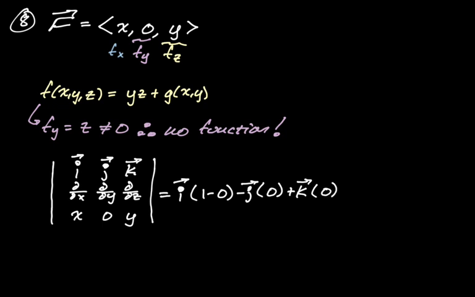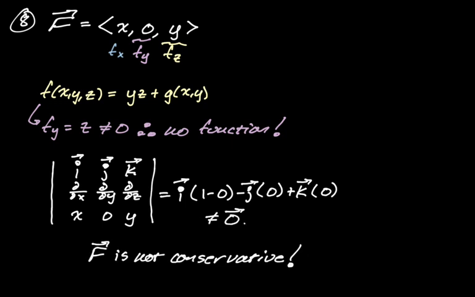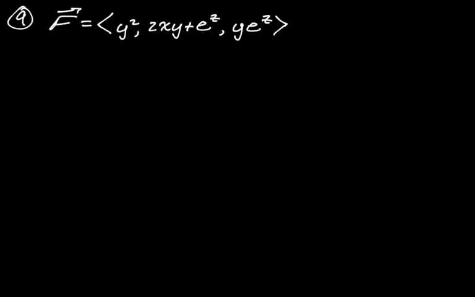The key thing, though, is that the first component was not 0. We need to get 0 if there's going to be a potential function, so there is no potential function, which means f, our given vector field, is not conservative. All right, let's take a look at the next one. So here's our field. It's y squared, 2xy plus e to the z, y e to the z. So we're going to try to find a potential function for this.